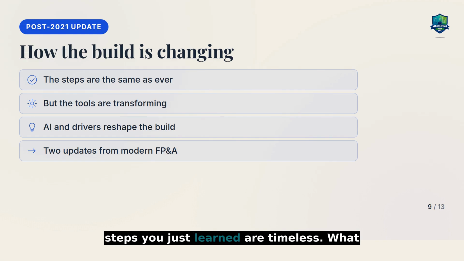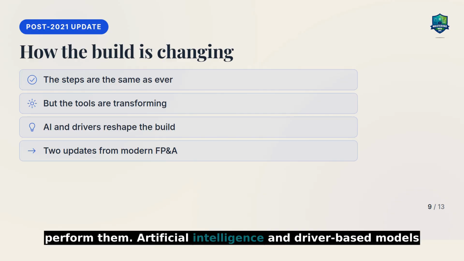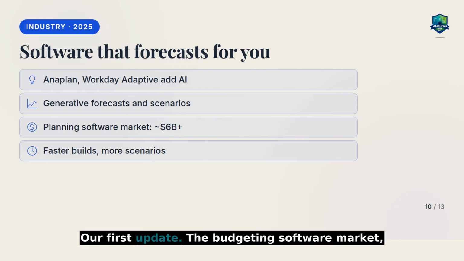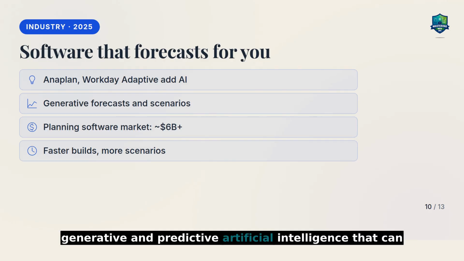The steps you just learned are timeless. What is changing is the toolkit used to perform them. Artificial intelligence and driver-based models are transforming how budgets get built. Two updates. Our first update. The budgeting software market, led by platforms like Anaplan and Workday Adaptive, has added generative and predictive artificial intelligence that can draft forecasts, run scenarios, and surface insights automatically.